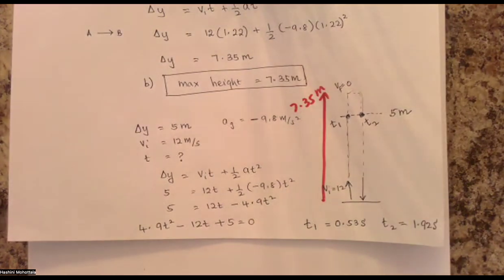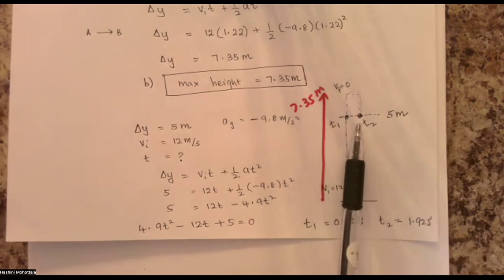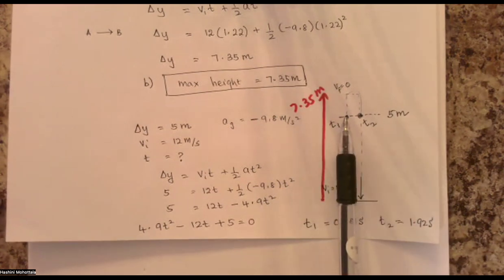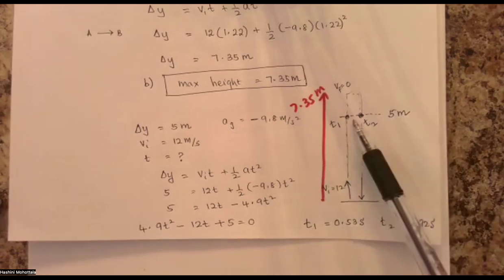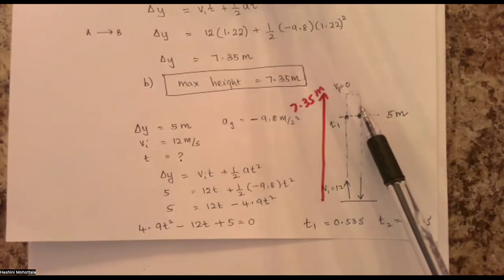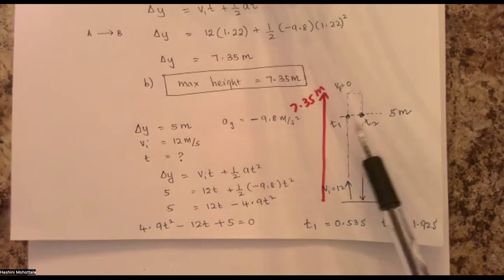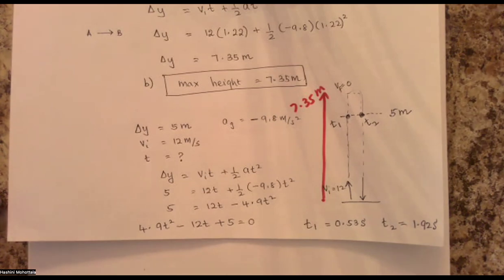Perfect. So these are the 2 routes, and here you have 2 positive values for the time, and they both make sense. We do not expect only one value for the time because the 5 meter point is passed twice during this journey. The ball goes up and passes the 5 meter point, and goes all the way to the 7.35, the maximum height. And along the way down, again, it passes the 5 meter displacement. So it has 2 corresponding times, T1 and T2, and you have to find both.